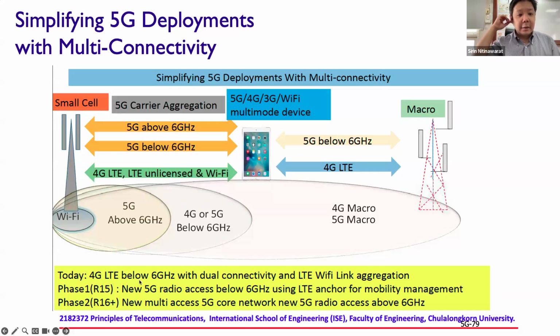So you can see here 5G radio access below 6 GHz using LTE anchor. This is like the non-standalone deployment, right? And then this one using the 5G core network is like the standalone deployment. So you see the same device can connect to many networks, depending on where the device is located.